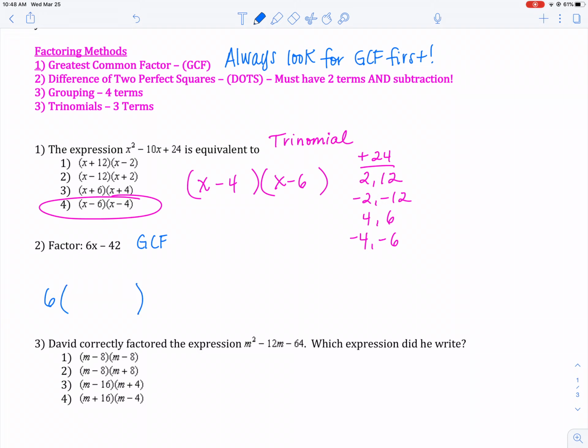That GCF has to come out in front. Open up now your parentheses. Leave a little room for yourself because what you're going to do is divide each term by 6. You couldn't pull out 6x because 42 doesn't have an x. When you divide each term by 6, you get x minus 7. That's your answer. 6 times x minus 7.